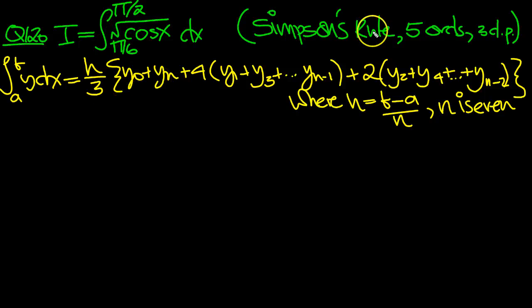Evaluate this integral using Simpson's Rule with 5 ordinates to 3 decimal places. Here's the formula here, and here's the formula for h as well. So the first thing to do is to get h. So let's work that out at the outset then.